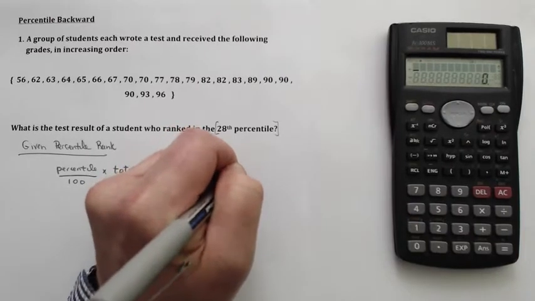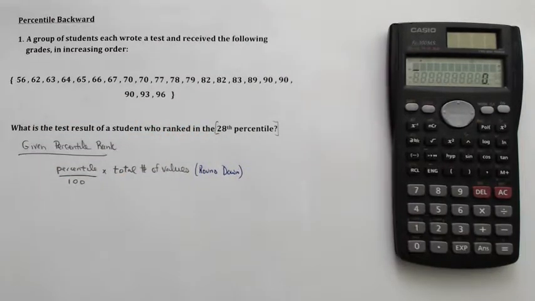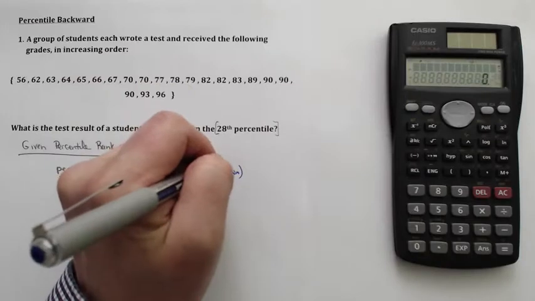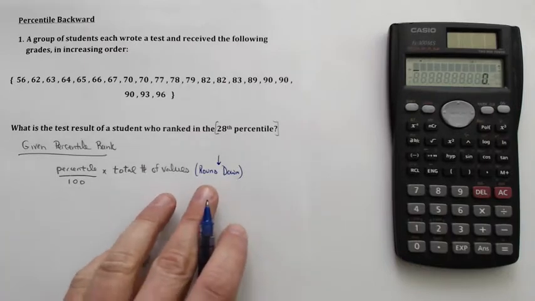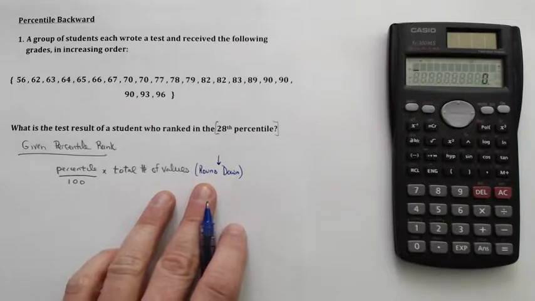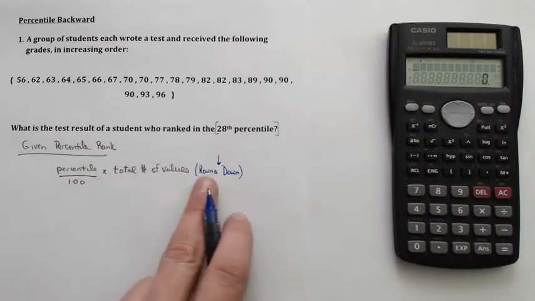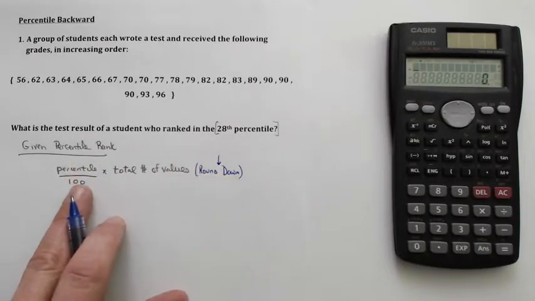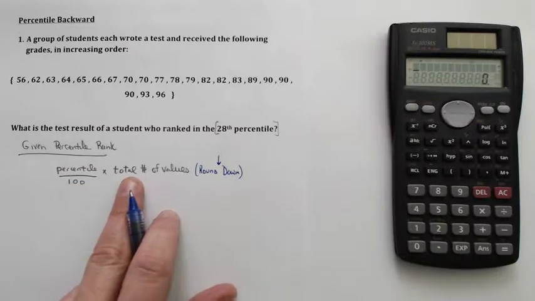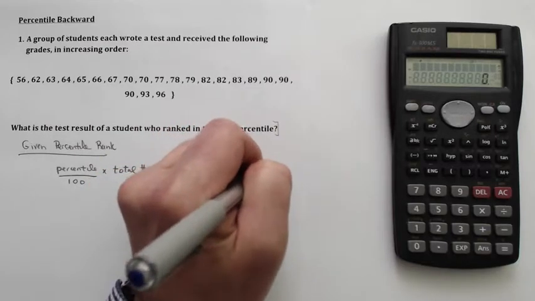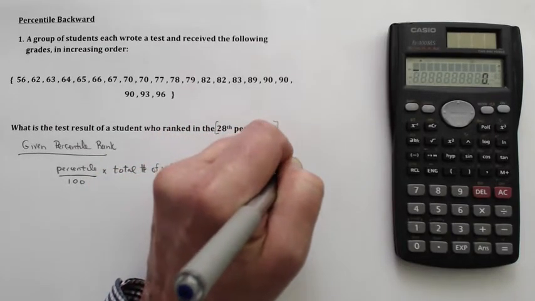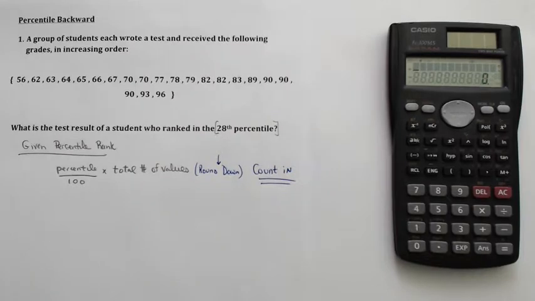down. And I know with percentile we always round it up, but with percentile backwards we are always going to round that number down. I don't care if it says 75.999. We're going to round it down to the nearest whole number. And I'll show you what that looks like in a second. And then once we have this calculation done, so the percentile divided by 100 times that total number of values and then rounded down, I want you to remember the last thing we have to do is we always have to count in. And I'll show you what that means in 2 seconds here.